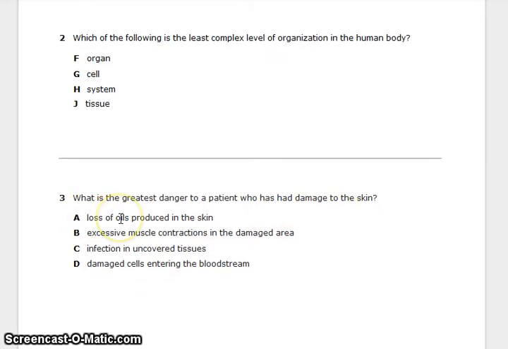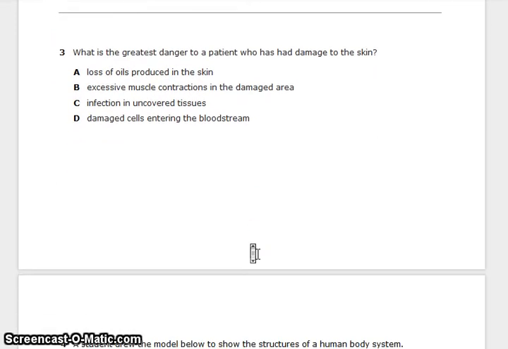3. What is the greatest danger to a patient who has damage to the skin? A. Loss of oils produced in the skin. B. Excessive muscle contractions in the damaged area. C. Infection in uncovered tissues. D. Damaged cells entering the bloodstream.